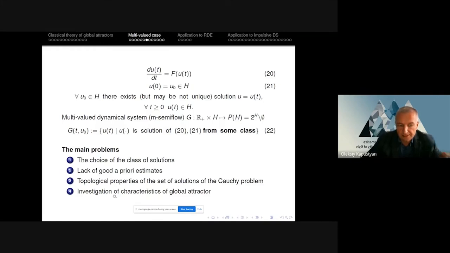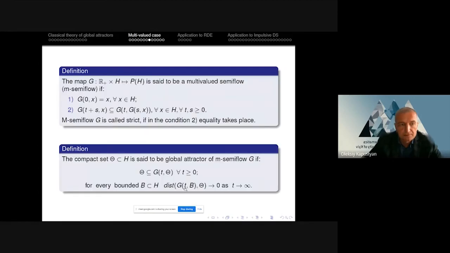And of course, the main problem is an investigation of characteristics of global attractors. So we need to adopt the main notions of classical theory for our multivalued case. And it can be done. It can be done, in fact, many years ago, not many, but years ago.